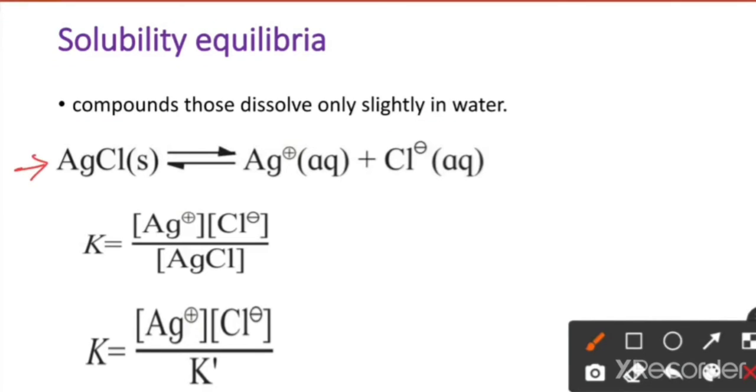When silver chloride is mixed with water, very less quantity of silver chloride dissolves in water. Saturated solution is obtained and there is equilibrium between the solution and the ions. This equilibrium is dynamic equilibrium.